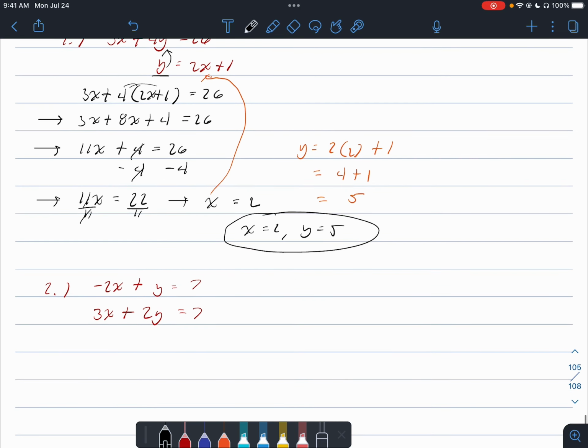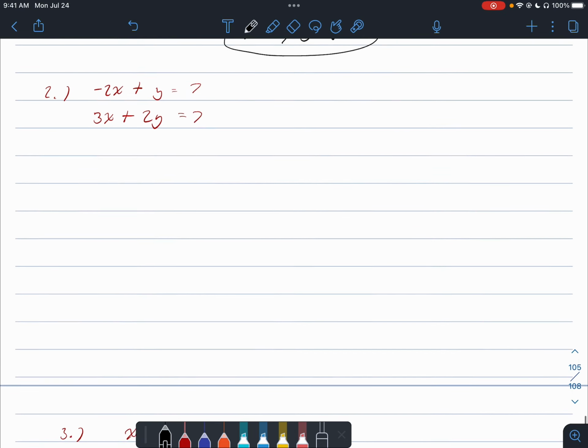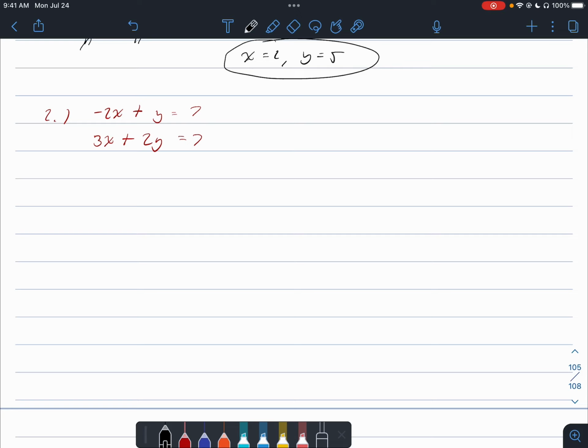There we go. There is the solution to this system of linear equations. All right, so let's take a look at this example. Here we have negative 2x plus y equals 7 and 3x plus 2y is equal to 7. Okay, so let's go ahead and try and solve this via substitution.